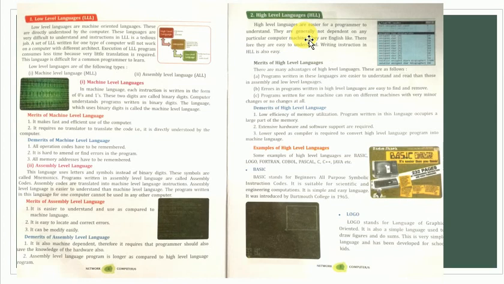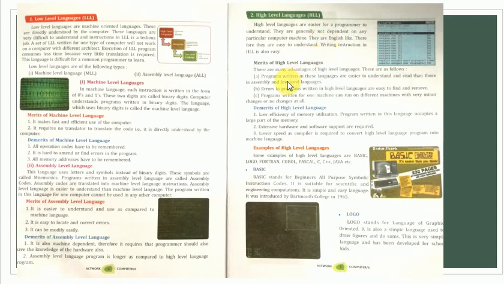HLL is a language which is understood by a human being. In English it is written, so they understand English. The first thing is that they are generally not dependent on any particular machine. We can run it on a different machine also. So it is written in the English language.